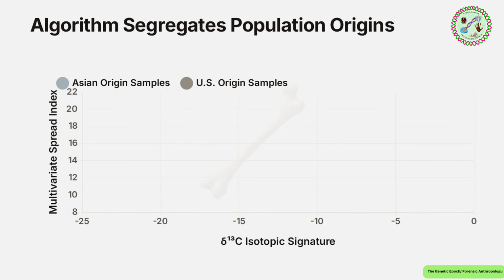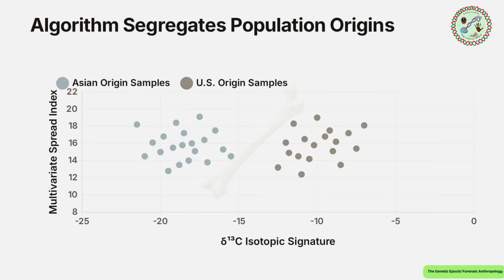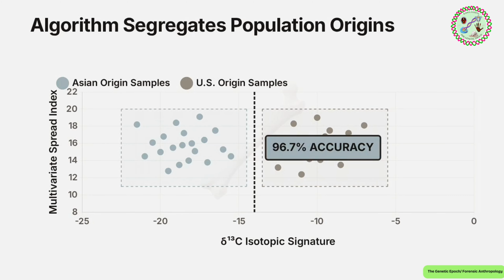To utilize this data in the field, forensic anthropologists apply linear discriminant function, or LDF, analysis to these exact histograms to draw a sharp mathematical boundary between the populations. The algorithm successfully classified the origin of the samples with a 96.7% cross-validated accuracy.